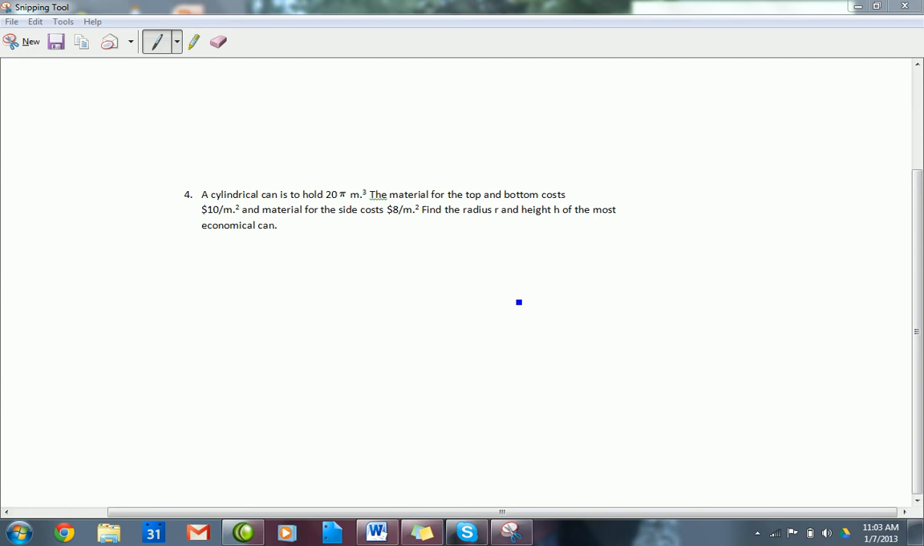Alright, kiddos, one more optimization problem coming at you for now. This is number 4 from the problem set we've been working on. And we have a big can. Actually, it's probably more like a cylindrical tank based on its size. So we'll call it a cylindrical tank.